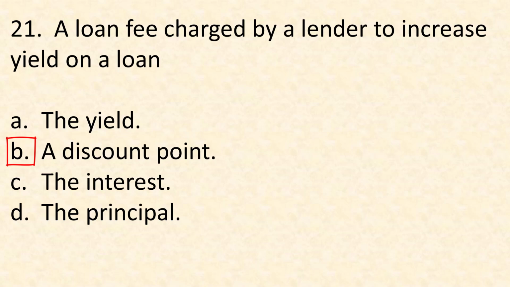The yield is the profit the lender makes on a loan, the spread between the cost of acquiring the funds lent to the borrower and the interest rate charged to the borrower. Interest is the sum paid or accrued in return for the use of the lender's money. The principal is the balance owed on the original loan amount.